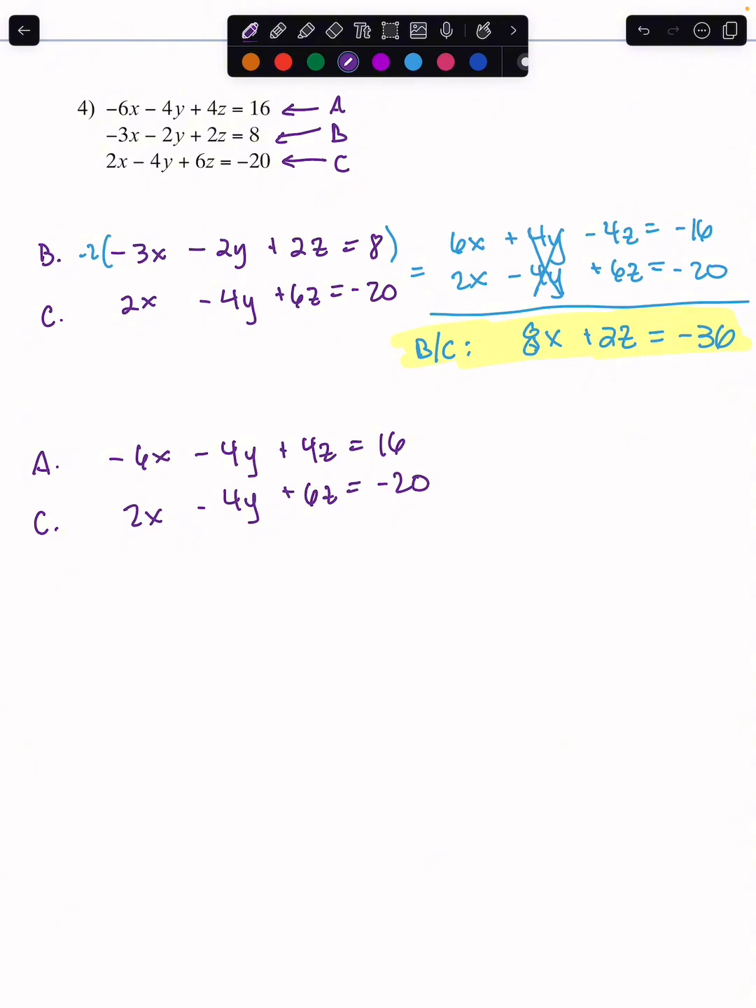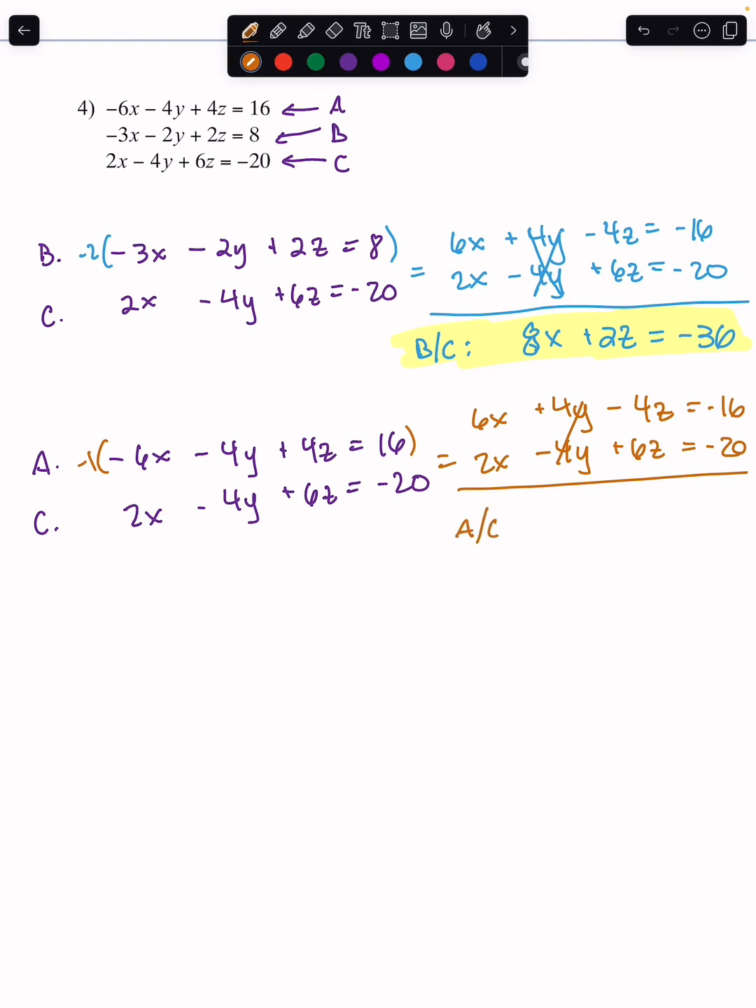And when I do that, I end up with a positive 6x, positive 4y, a minus 4z, and a negative 16. And on the bottom, I still have 2x minus 4y plus 6z equals negative 20. When you cancel that, you end up with, and this is a combination of A, C, you end up with 8x plus 2z equals negative 36.